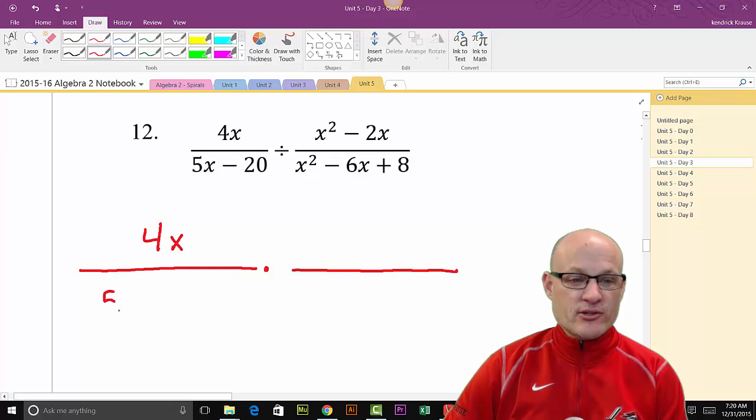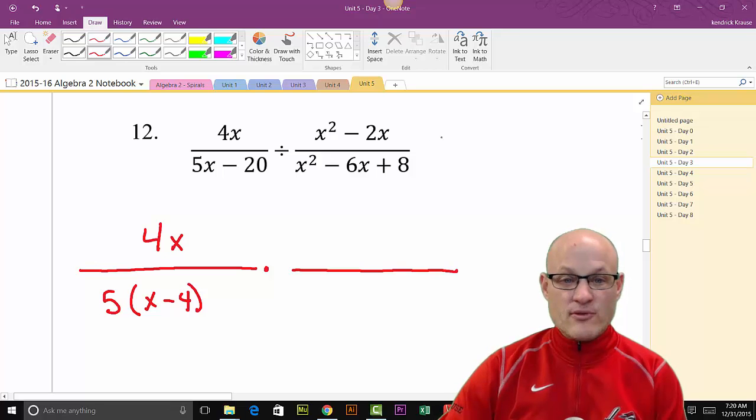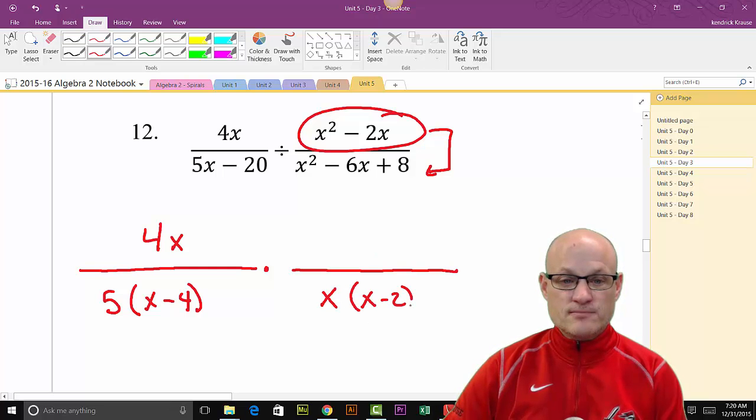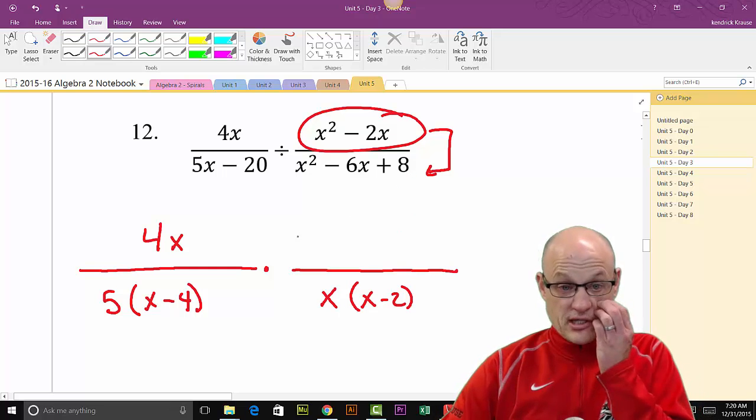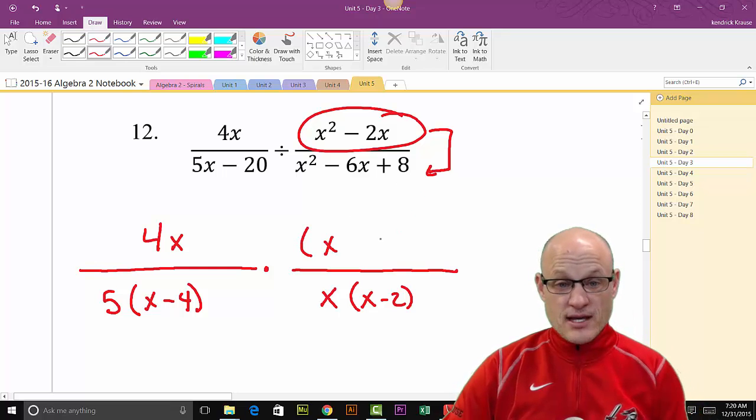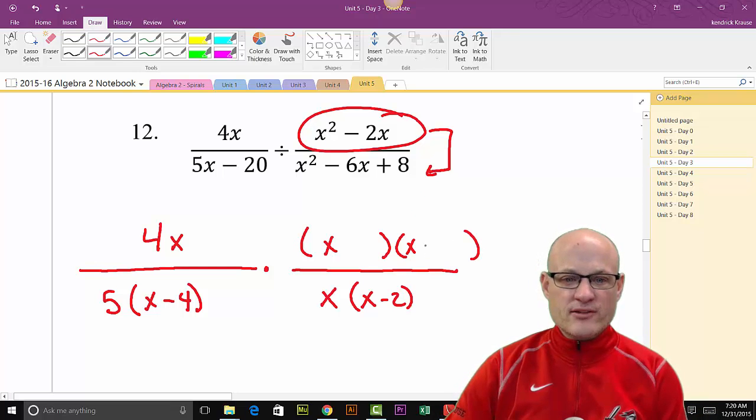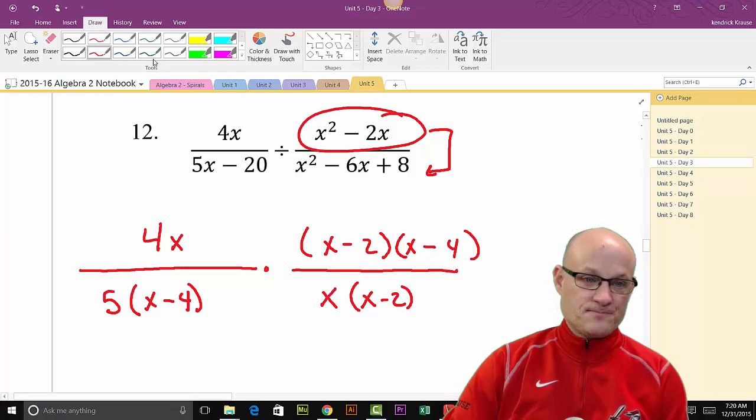In this denominator, you can just take out a 5, x minus 4. Now remember, this is the one that gets flipped, so now I'm going to work with this one. Put it in the denominator, x minus 2. This one's going to come to the top, x. The signs are going to be the same, they're both going to be negative, 2 and 4.